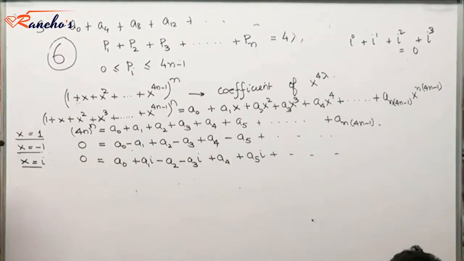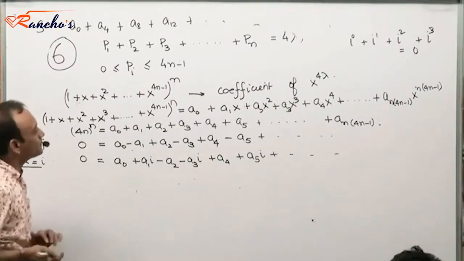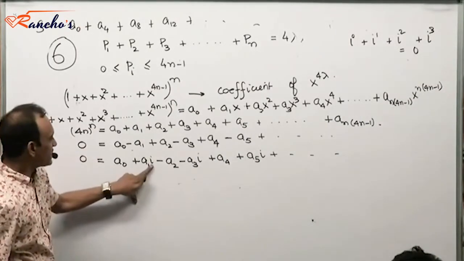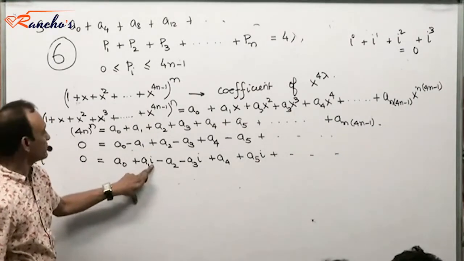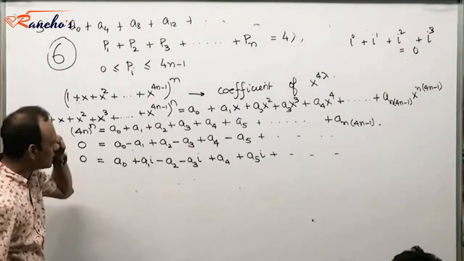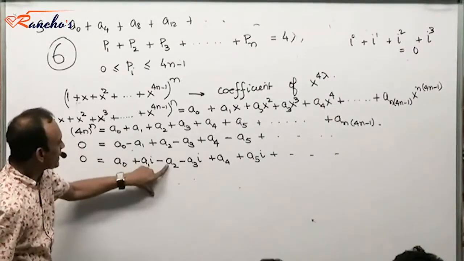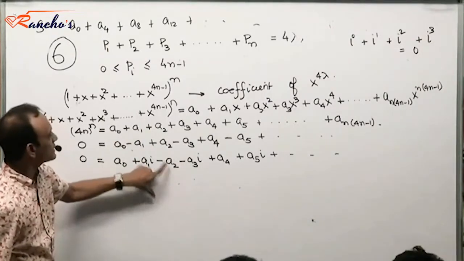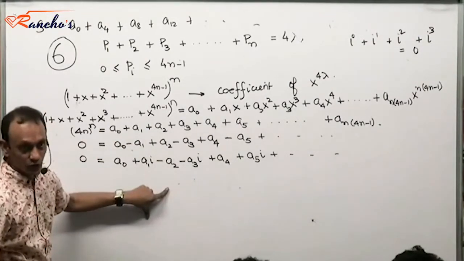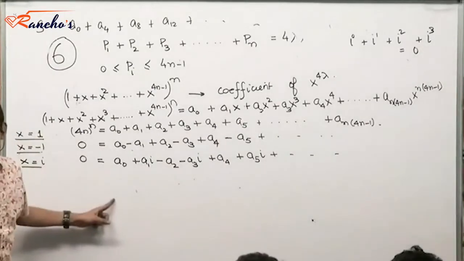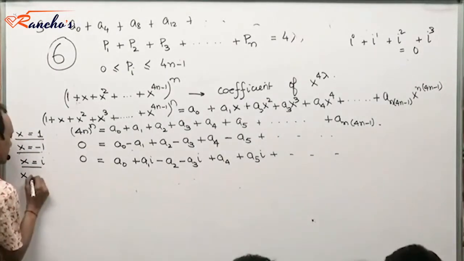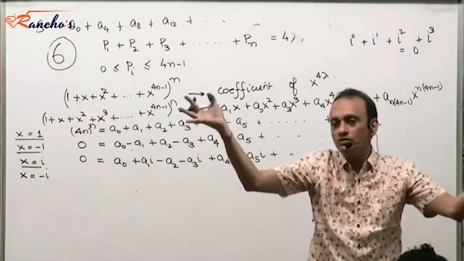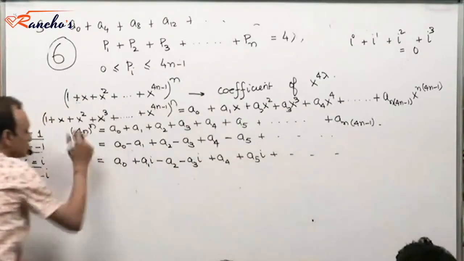Now also there is a problem. The problem is I want this a1 i to get cancelled with a minus a1 i, and there is a minus a2 here. This a2 would not get cancelled. I need another a2 here. I take x equal to minus i one more time, and again 4 consecutive powers of minus i will also add up to 0. So the left hand side will still be 0.